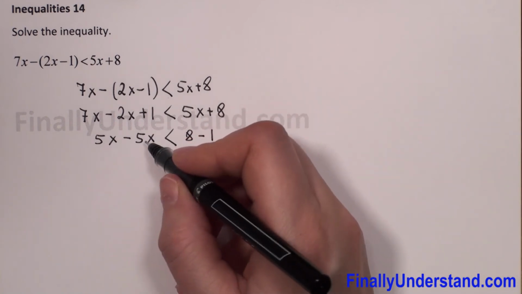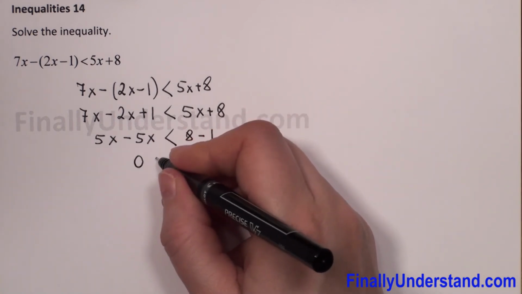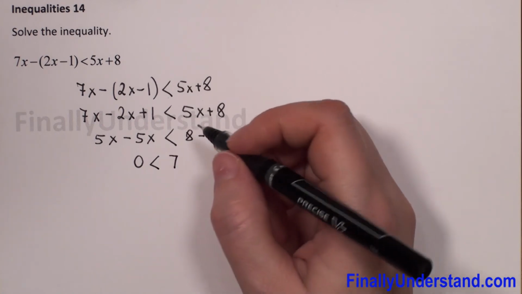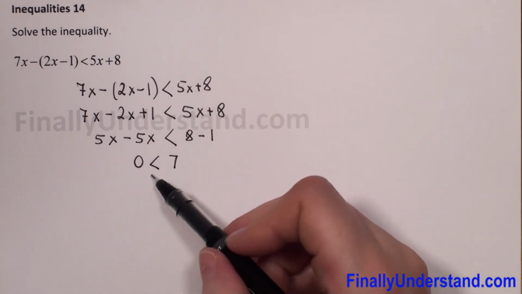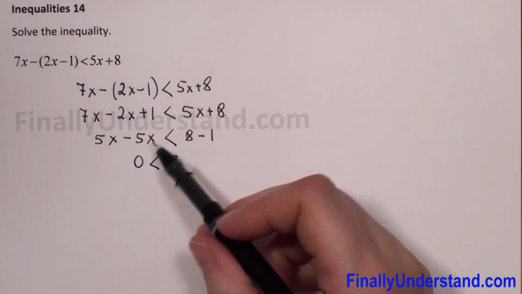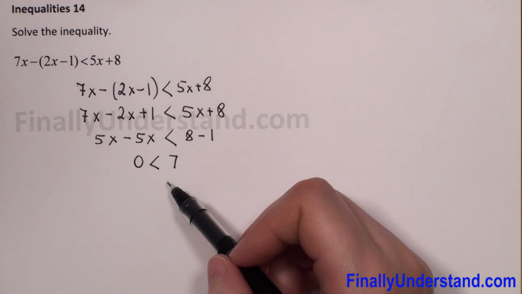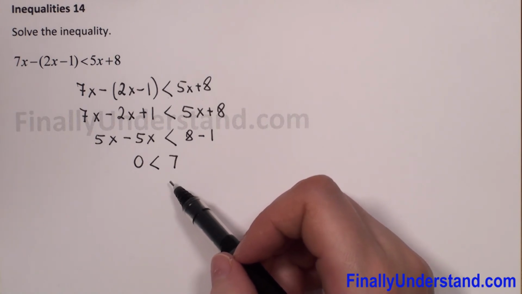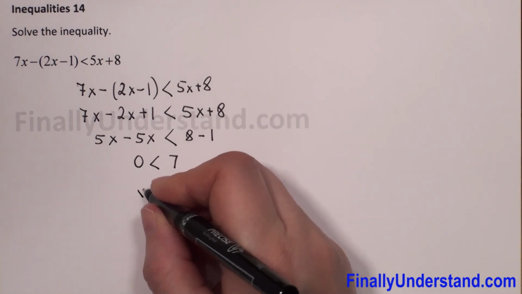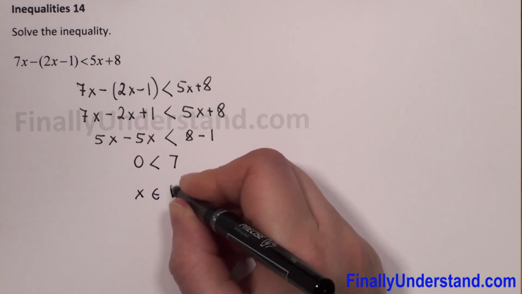So 5x minus 5x is 0. 0 is less than 8 minus 1, which is 7. We get the inequality 0 is less than 7. Because this is always true, it means our solution is all real numbers. So I can write x is all real numbers.